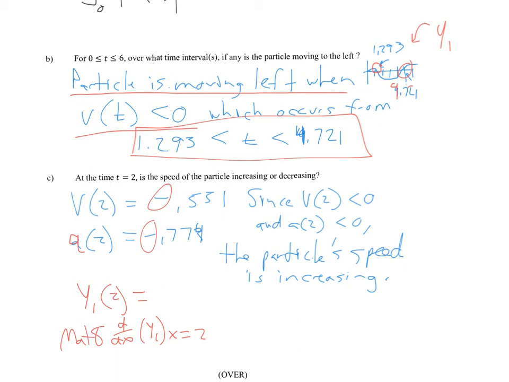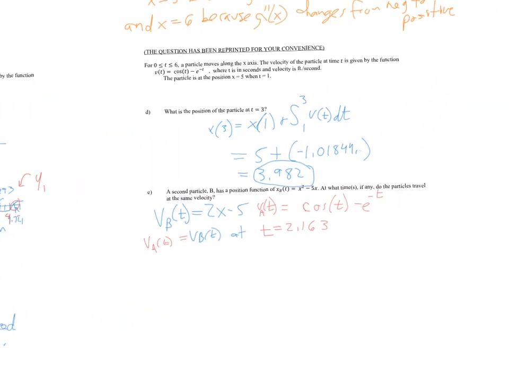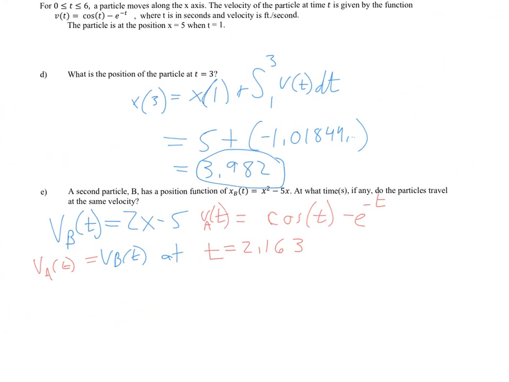Velocity and acceleration are working in the same direction. So to justify my answer, I say since velocity is less than 0 and acceleration is less than 0, it's justified because I put the numbers there. The particle's speed is increasing, not decreasing. Okay. We move on to part D.